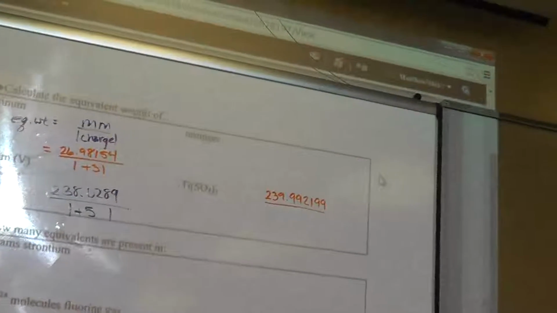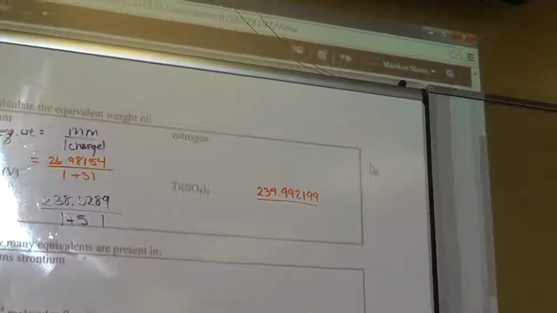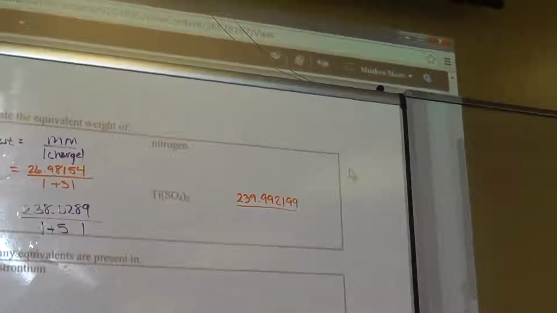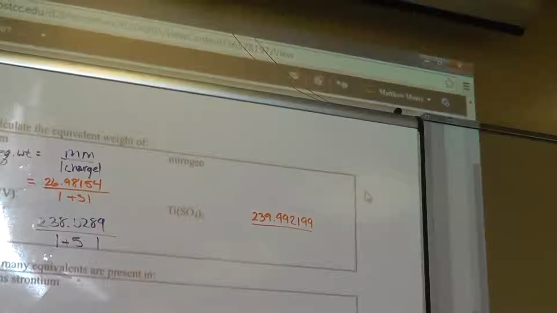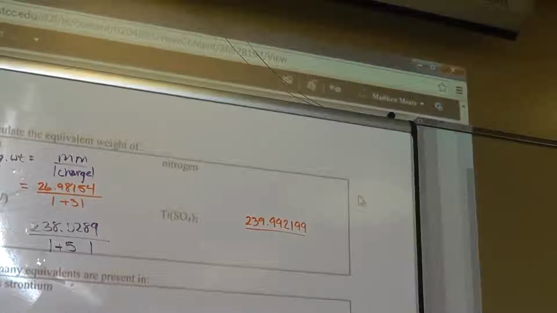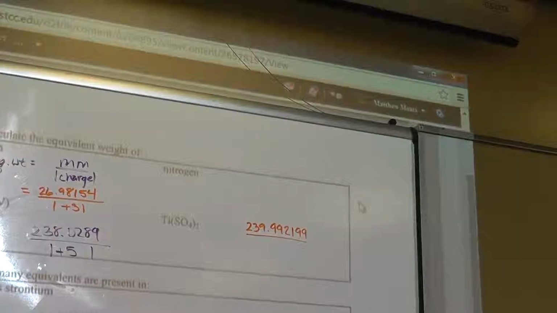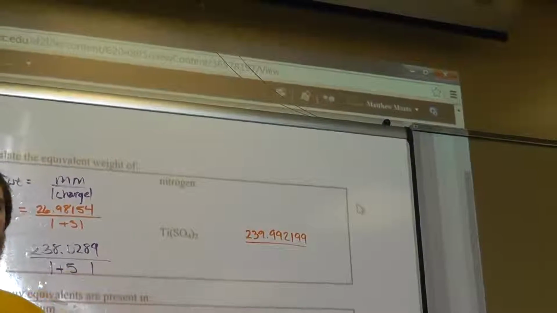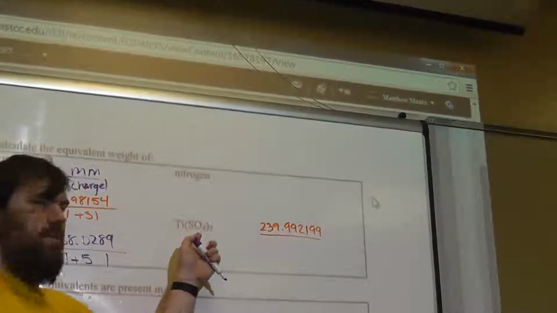So what will be the absolute value of the charge for this one? You can use either one, titanium or sulfate. Mhm. So you can use either one, because they both have to be the same, right? There's no net charge here. So they both have to be the same. So what's the charge on sulfate?